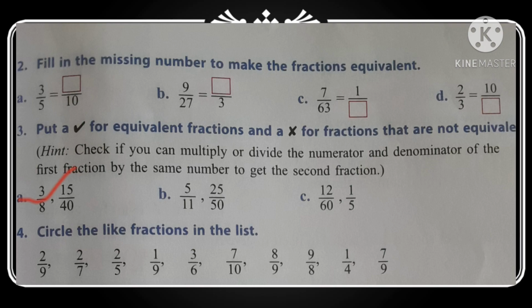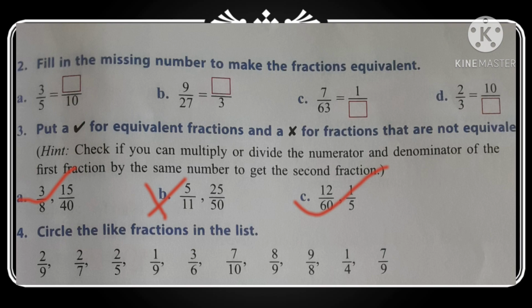Now B. 5 by 11 and 25 by 50. 5 into 5 is equal to 25, but 11 into 5 is not equal to 50. So we have to put a cross here. Now next set is 12 by 60 and 1 by 5. 12 divided by 12 is equal to 1 and 60 divided by 12 is equal to 5. So the third set is an equivalent fraction.